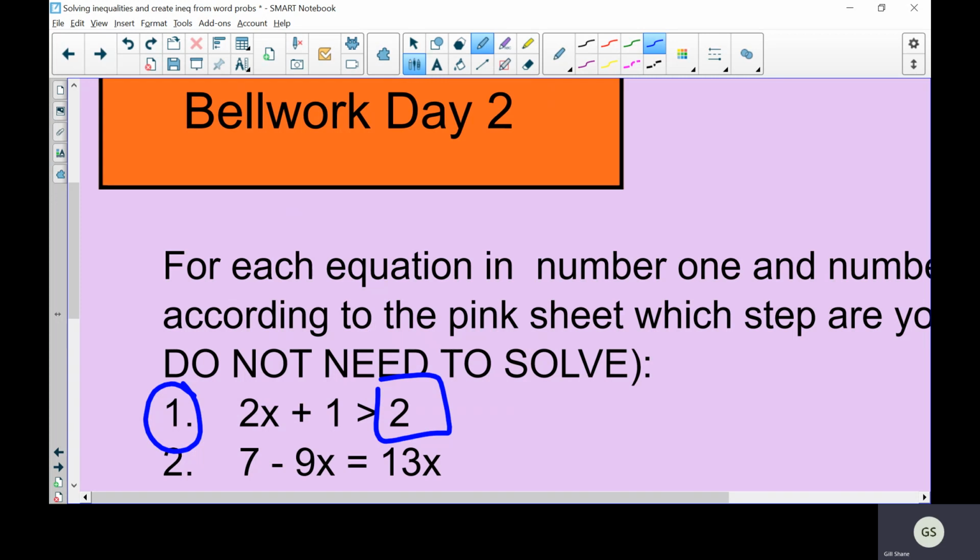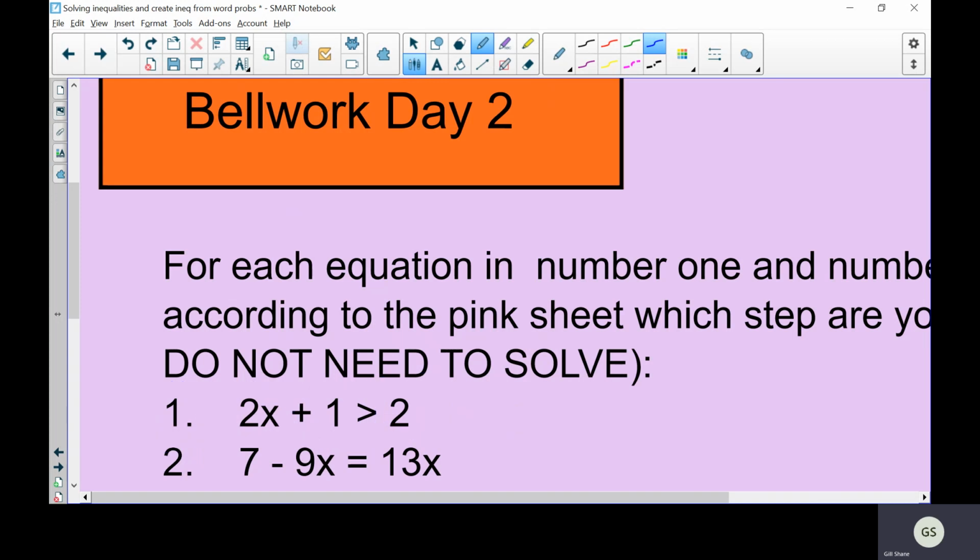Step 5 says you now have a two-step equation. So this is a two-step equation. Term with a variable and a constant on one side, and then on the other side, just a constant. That is a two-step equation, or step 5 on the pink sheet. So let's move on to number 2.